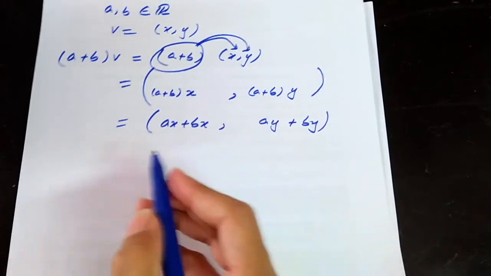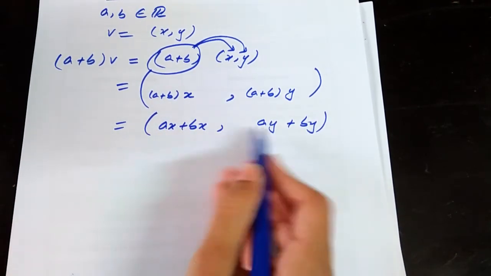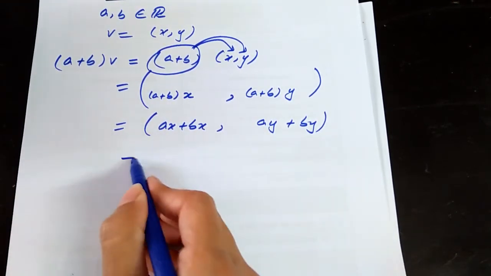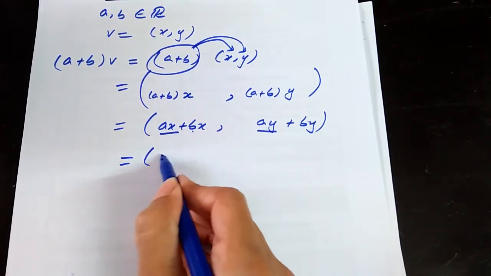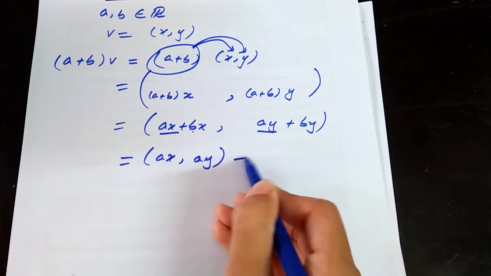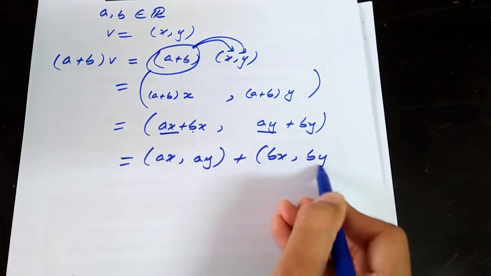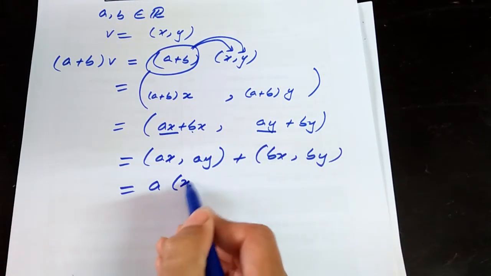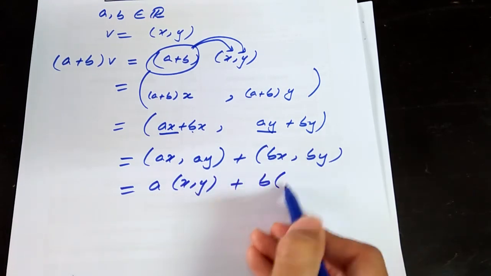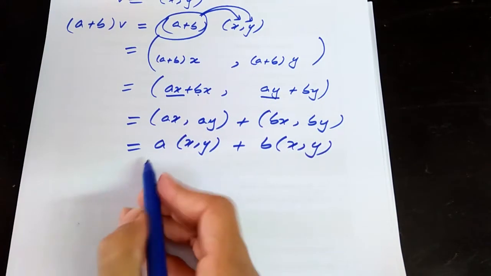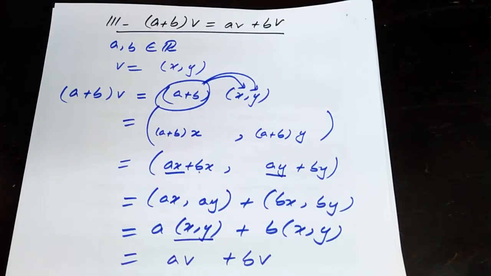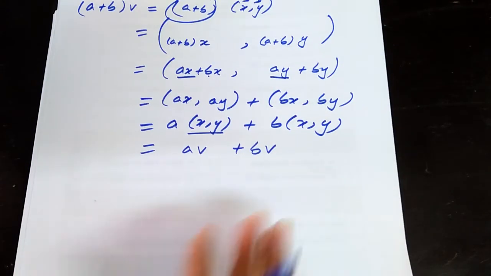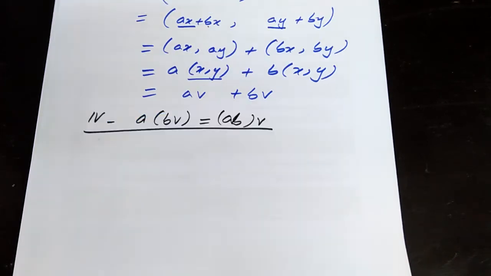Now, using the right distributive property, you have opened it. It can be written as (ax, ay) plus (bx, by). Now take common: it will be a times (x, y) plus b times (x, y). And you know very well what it is. It is av plus bv. So again your third property holds here. Now move on to the fourth one.